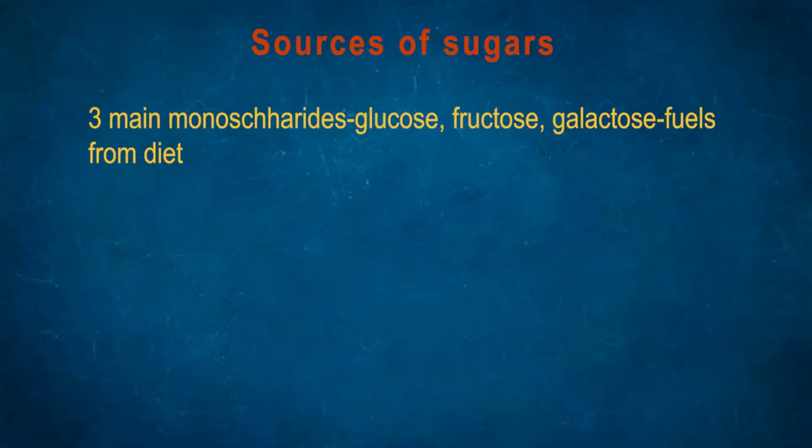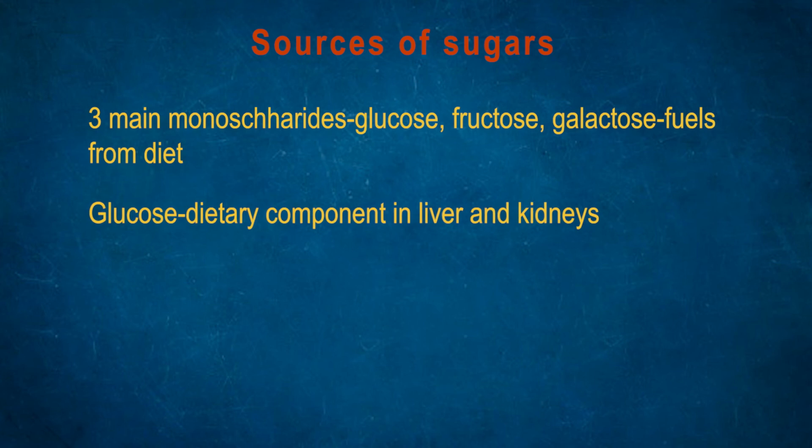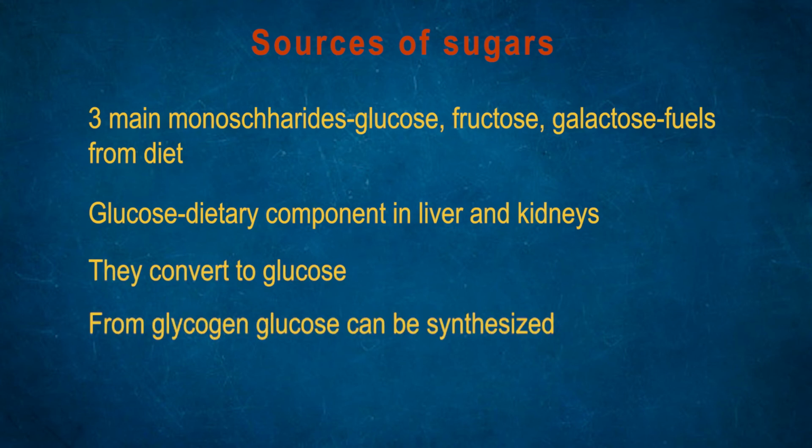Sources of sugars. Three main monosaccharides serve as the main sugar sources: glucose, fructose from sucrose, and galactose from the lactose diet. So they are actually fuels from diet. Glucose as a dietary component can once again be retrieved from liver as well as from kidney. So all the sugars are ultimately converted to glucose. From glycogen as well, glucose can be synthesized.